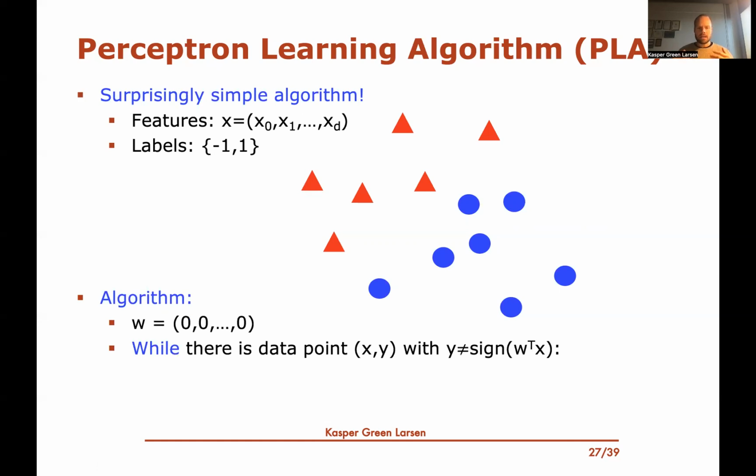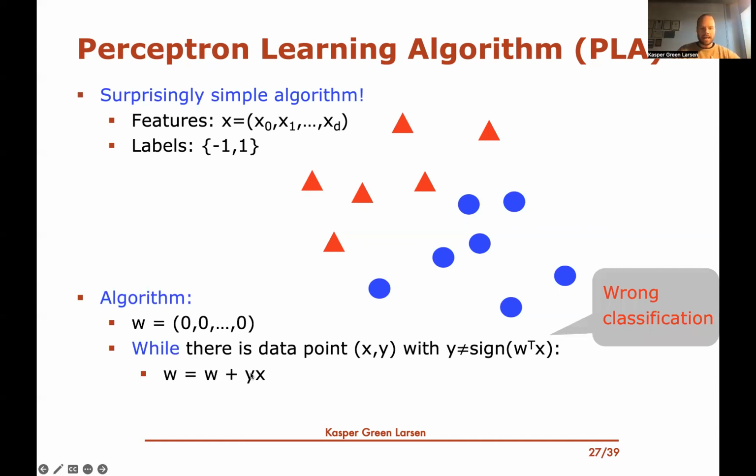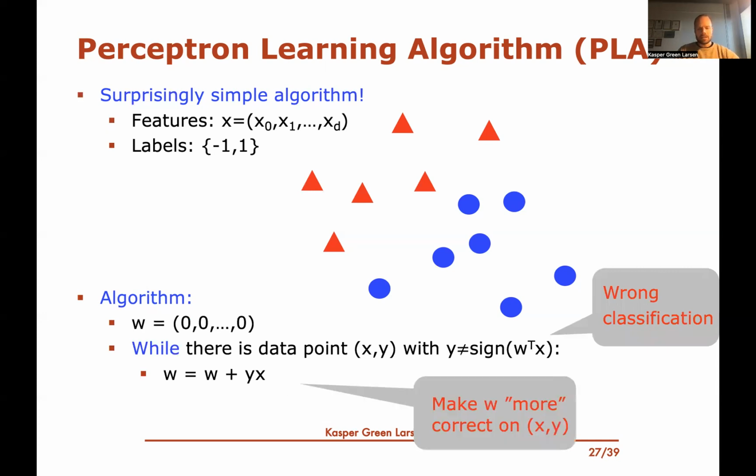And then you say, while there is a data point that is mispredicted, meaning that its label is not the sign of the inner product between W and X. Here I'm assuming that the first coordinate hard codes the bias. So it's misclassified. Then we update W by adding Y times X to it. This is the perceptron learning algorithm. We saw it a long time ago, and we've seen it a couple of times. In some sense, what it's doing is making this vector W, the hyperplane, more correct on the point X, Y. And at the end, when there are no more misclassified points, we return W.